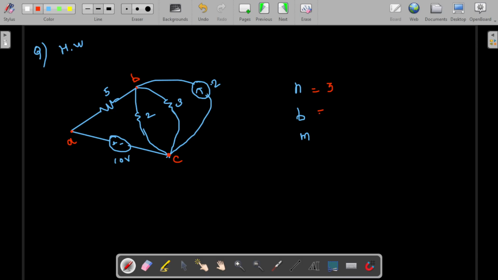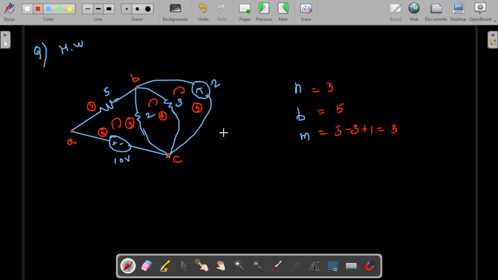So 3 nodes, and how many branches are there? 1, 2, 3, 4, 5. So 5 branches are there. So the meshes can be calculated as 5 minus 3 plus 1. So there are 3 meshes. Okay, so the 3 meshes are this one, this one, this one.